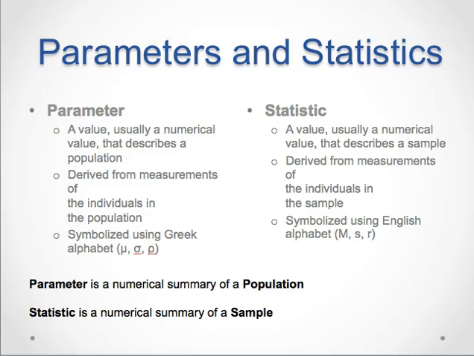A parameter is a value that's usually numeric, and it describes a population of scores. They are symbolized using the Greek alphabet: mu for population mean, sigma for population standard deviation, and rho for population correlation coefficient. Parameters are numerical summaries of a population.